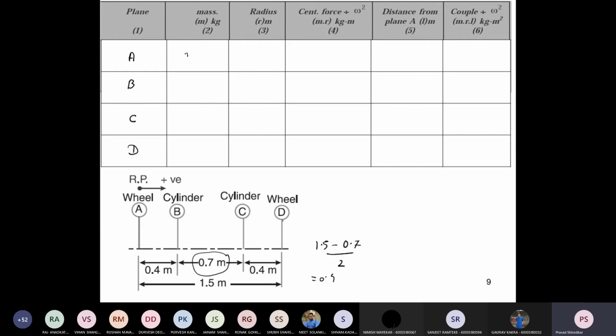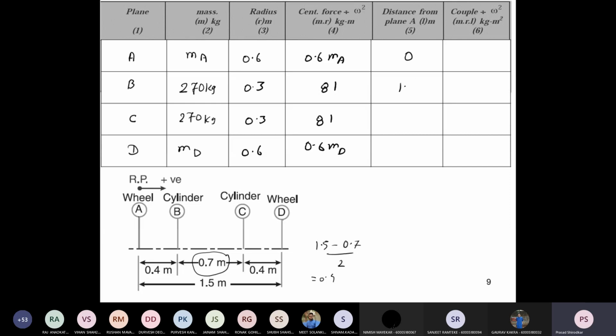So let's fill the table. MA is unknown, MB we have just now calculated, it is 270 kgs, MC is again 270 kgs, and MD is also unknown. Radius of rotation for A is given as 0.6, and for B and C, we have calculated it to be half of the stroke, that is 0.3. The centrifugal force will be 0.6 times MA, this will be 81, this will also be 81, and this will be 0.6 MD.